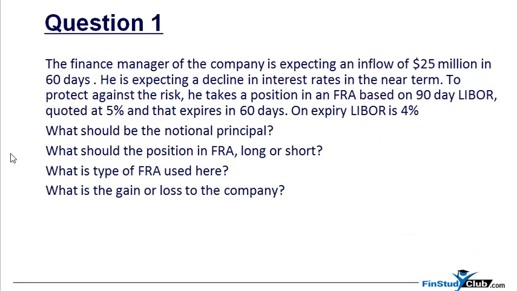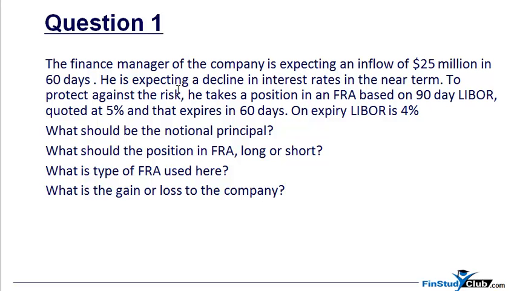So there we have question 1, and may I read that? The finance manager of the company is expecting an inflow of $25 million in 60 days. He is expecting a decline in interest rates in the near term. To protect against the risk, and this is basically the interest rate risk, he takes a position in an FRA based on 90-day LIBOR quoted at 5% and that expires in 60 days. On expiry, LIBOR is 4%.